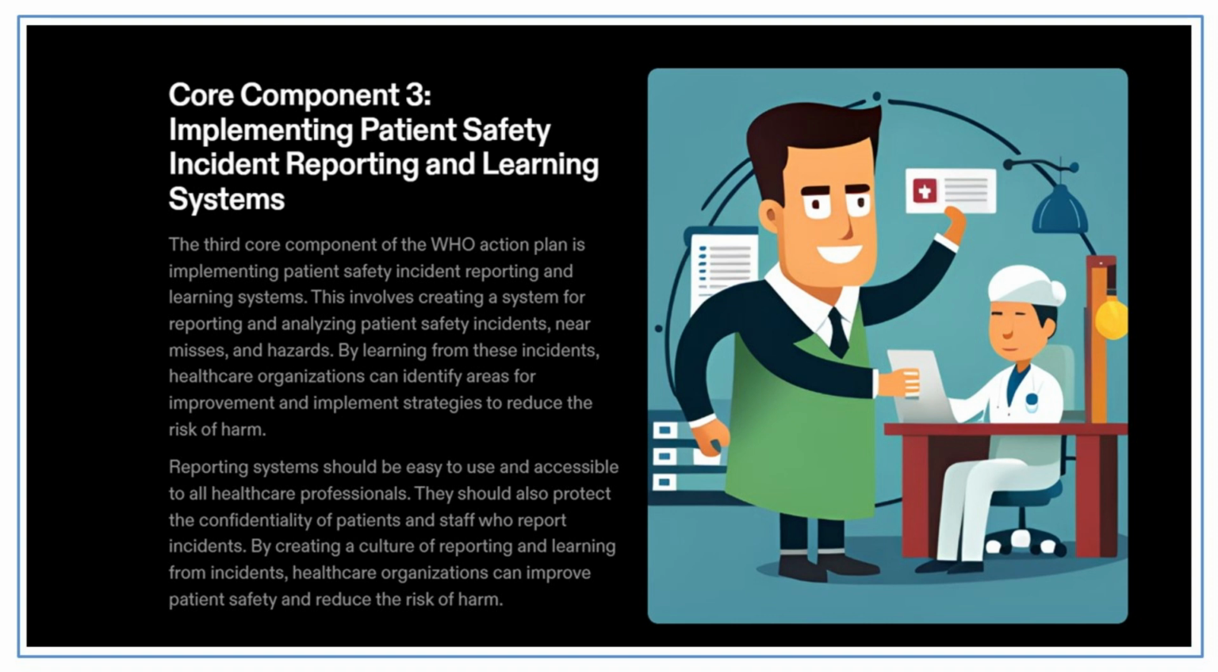So crucial इसमें यही है कि आपका पहले कल्चर और आपके पास मैन पावर हो, कैपेसिटी हो कि आप वो रिपोर्टिंग सिस्टम को रन कर पाएँ. सो इसलिए ये थर्ड नंबर पे आ रहा है एज द कोर कंपोनेंट ऑफ WHO सेफ्टी एक्शन प्लान. ये क्या इन्वॉल्व करता है? This involves creating a system for reporting and analyzing the patient safety incidents, near misses and hazards. And what we aim from it, so by learning from these incidents, healthcare organizations can identify, improve and implement strategies that will reduce the chance of harm to the patient.